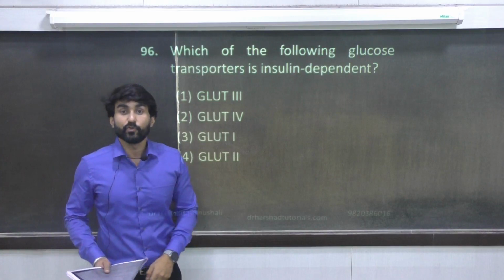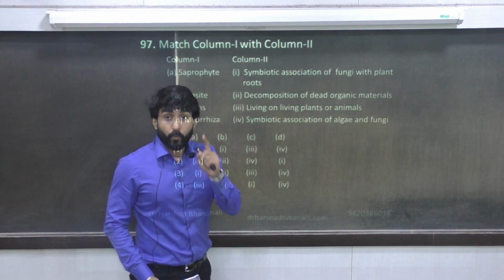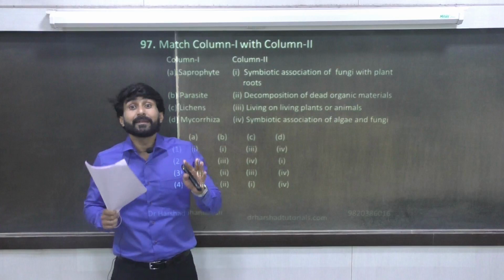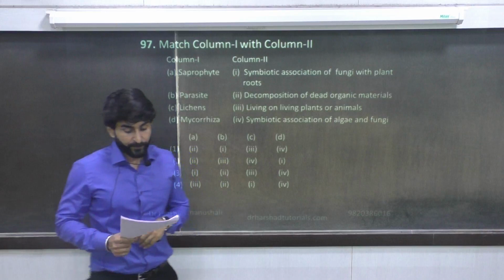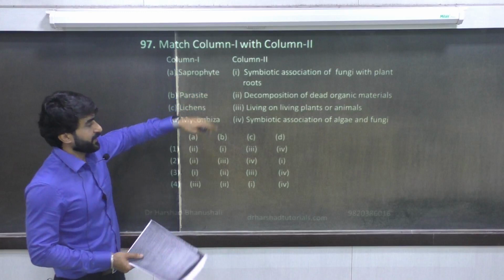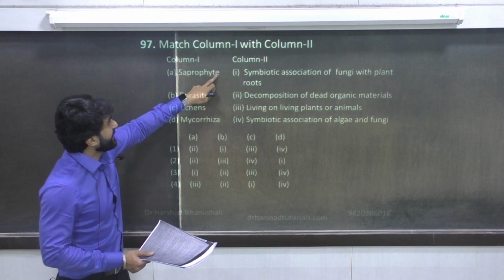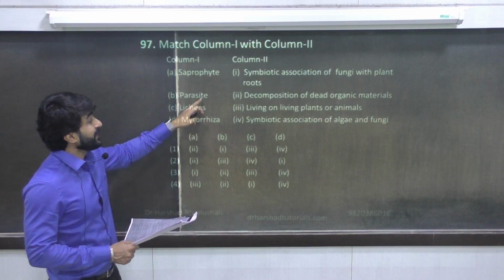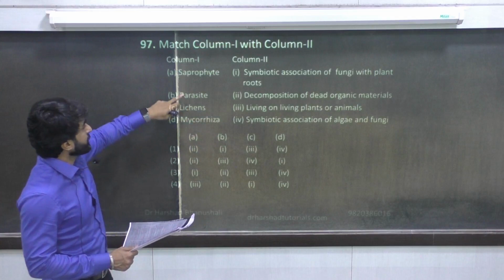It's a match the column. One point about the match the columns which have been asked in this paper, they did take time to solve, because there were closer matches in the options. So what we will be doing is we'll match this. Now they have asked, what's a saprophyte? We all know saprophytes by definition depend on decomposition of dead organic materials. Parasites, on the other hand, depend on living plants and materials. So we have got A2 and we've got B3.